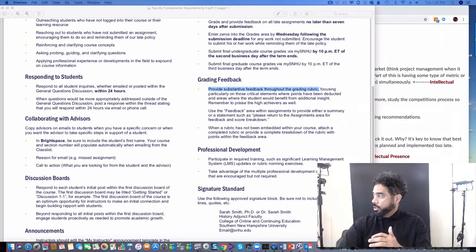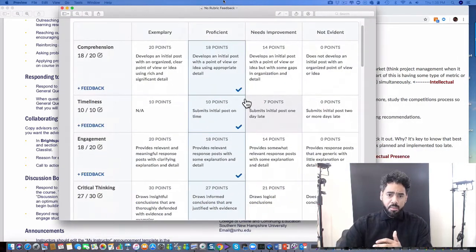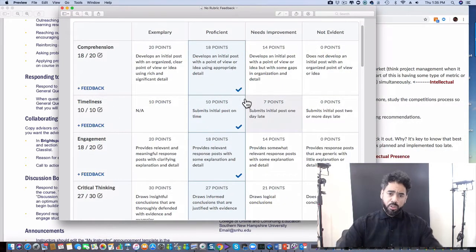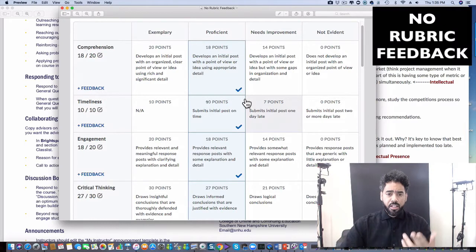Another thing here is sometimes we actually click on the rubric domains, but we don't provide feedback. And here is where you would provide reasons in each one of these why the points were deducted. Remember, especially where the points have been lost is where you need to provide the feedback.